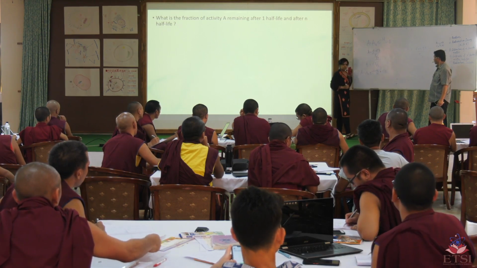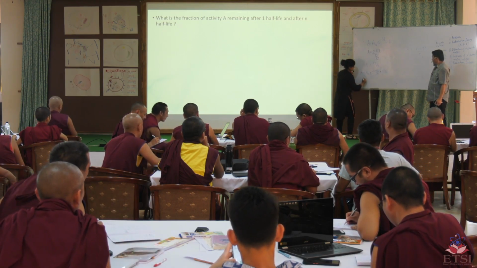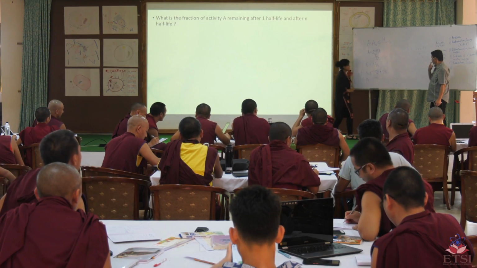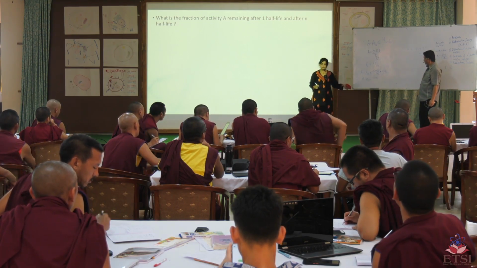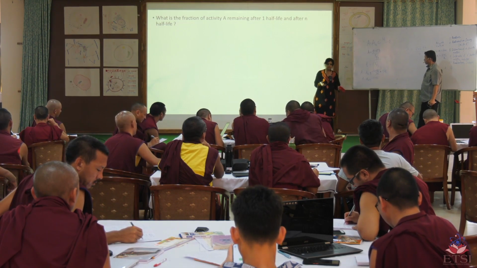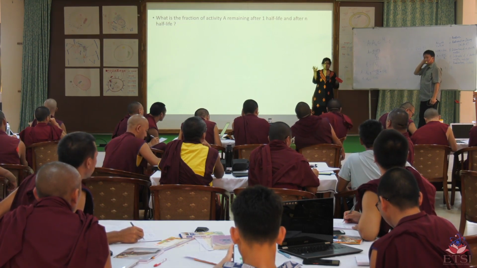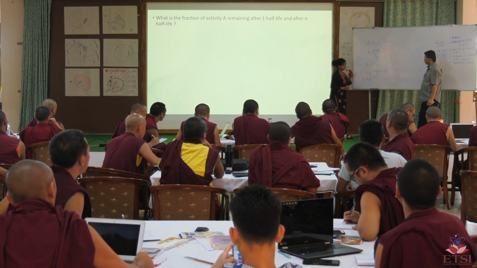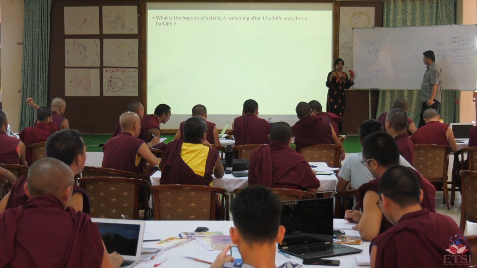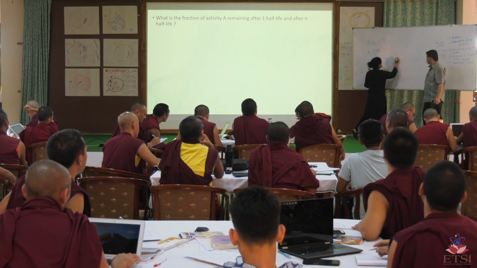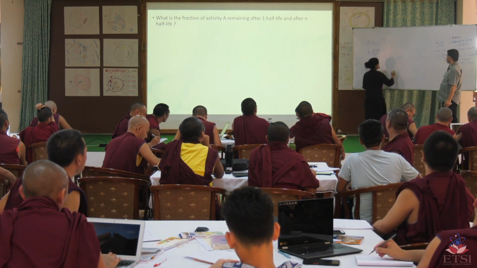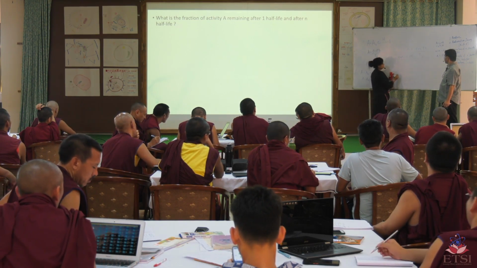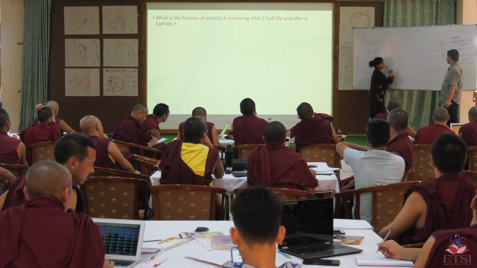This gets cancelled. A equals A naught e to the power minus 0.693. Now you can use any method. You can use Excel or whatever you know. If you have a scientific calculator or anything, get the value of e to the power minus 0.693. In Excel, what I showed you yesterday, you type exponent minus 0.693. This will give you some number, I think it's 0.5, right?